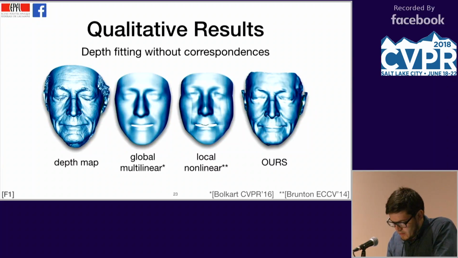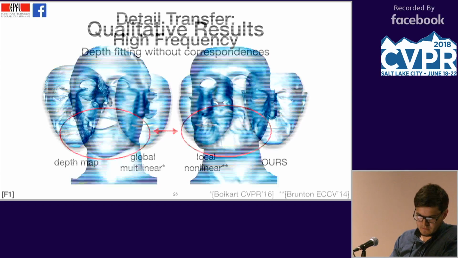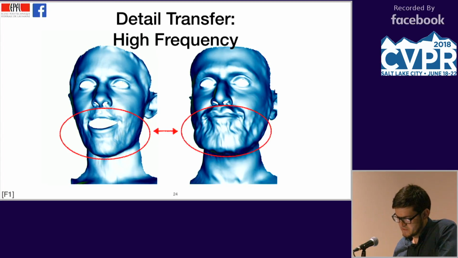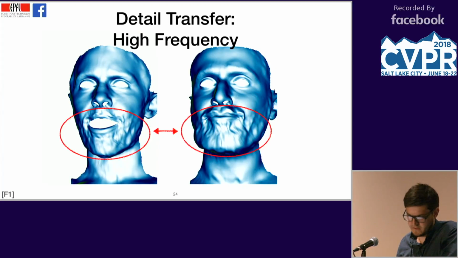Here we compare our compositional VAE with global and local models for a task of depth fitting. Unlike those baselines, we were able to capture much more detail without introducing additional artifacts. One of the key features of our model is its ability to decompose geometries into different levels of deformation. Here we interpolate high-frequency detail between two different people while keeping low-frequency detail fixed. You can see that the overall expression does not change while the beard is transferred successfully from one person to another.